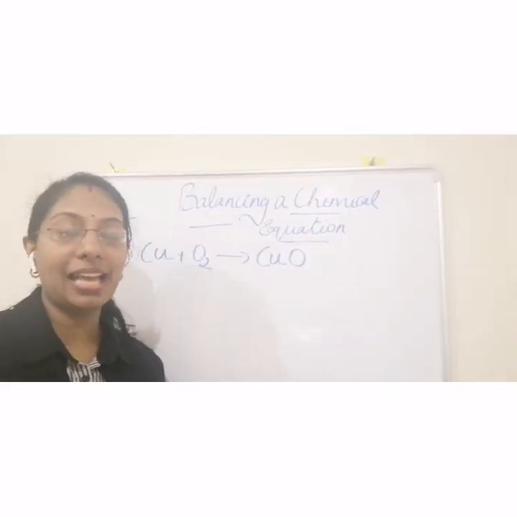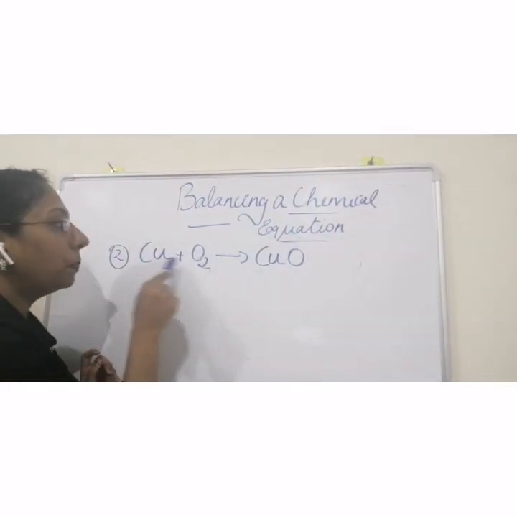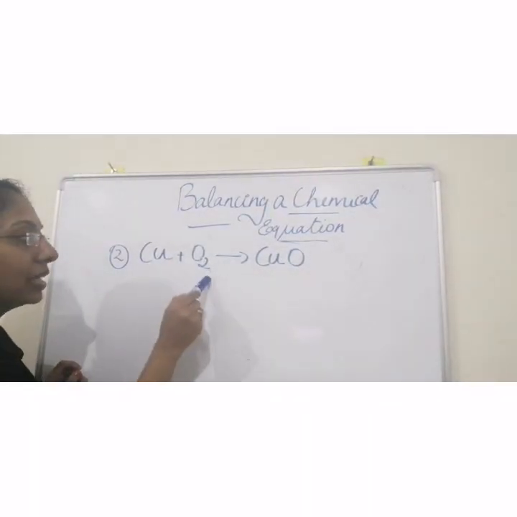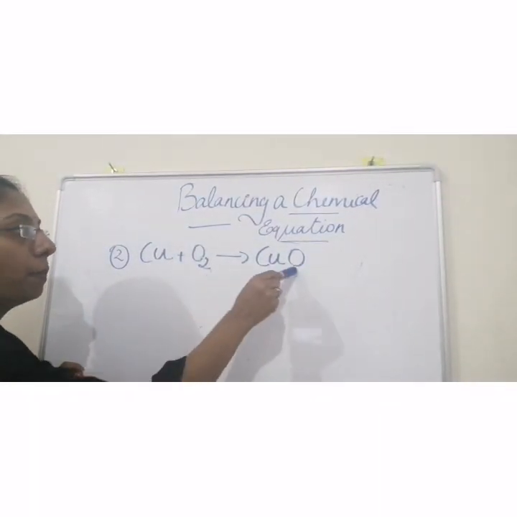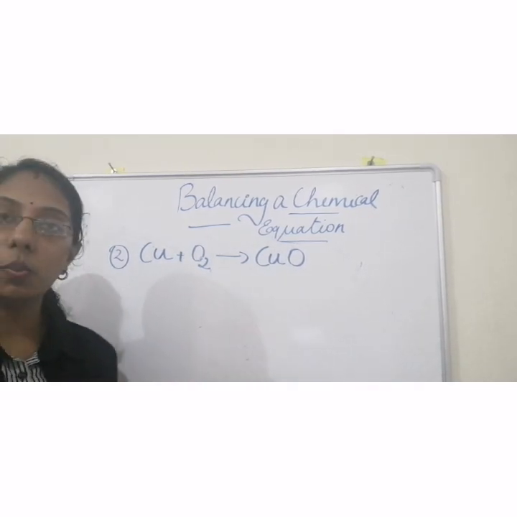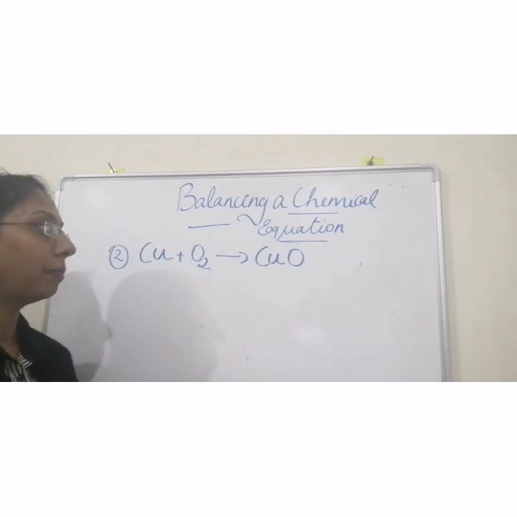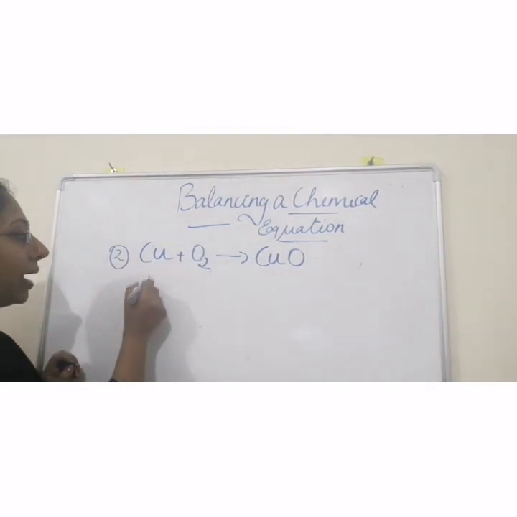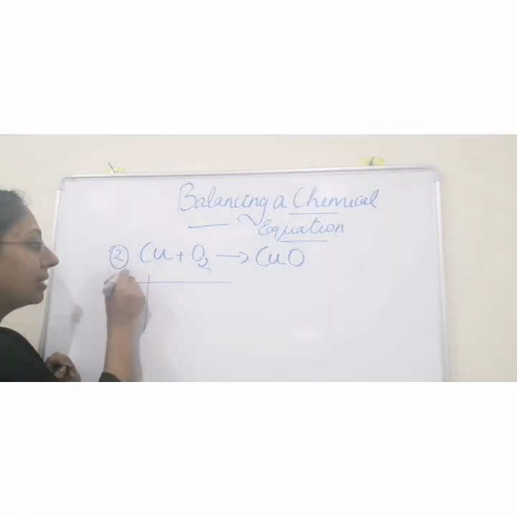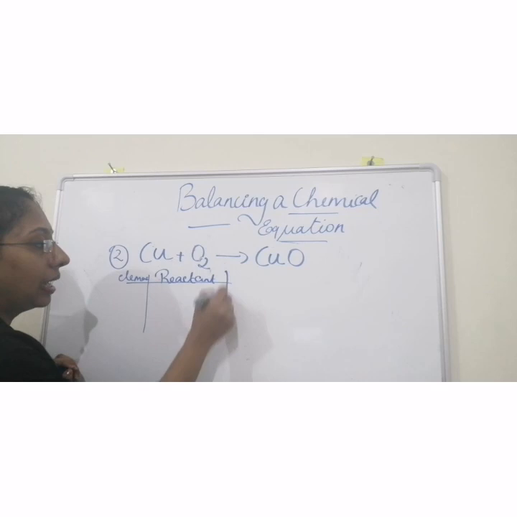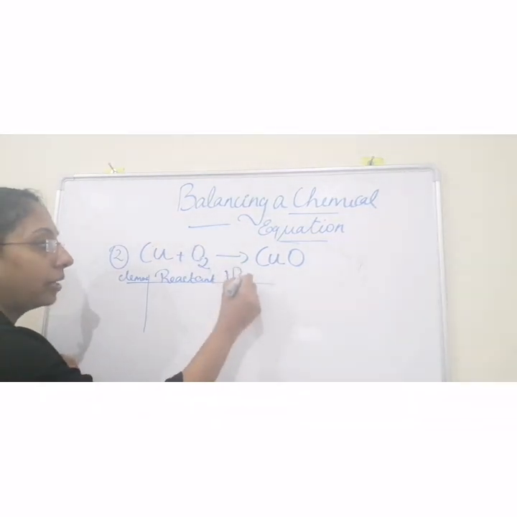A very simple example. Cu plus O2 gives CuO. Copper when reacted with oxygen, it produces copper oxide. This is also very simple. First we will do the simple, then we will go with a little more complicated. So what do we have to write? We have to write the elements here, then the reactants, and then comes the product.